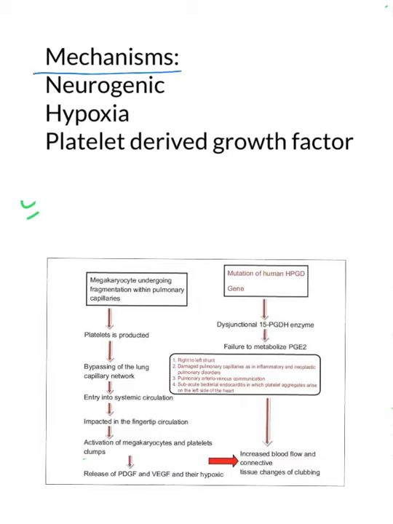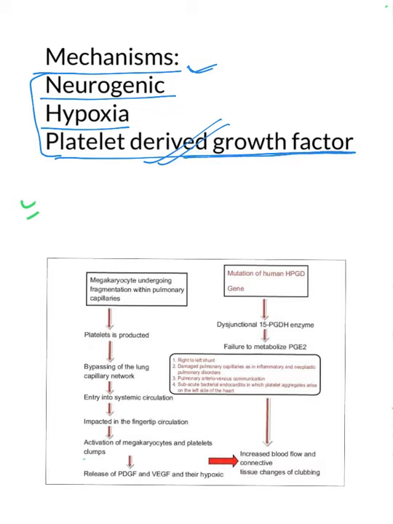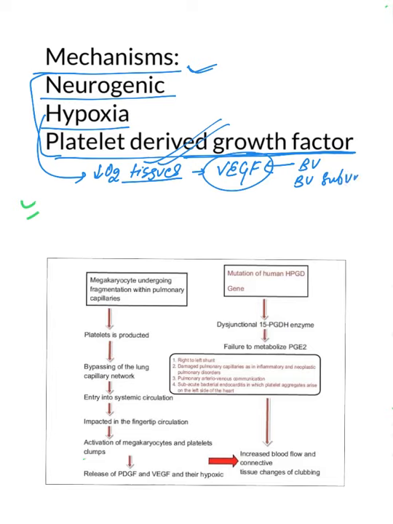What are the mechanisms by which clubbing occurs? There are the neurogenic, hypoxic and platelet derived growth factor theories. Out of the three, platelet derived growth factor is the most accepted theory that explains the occurrence of clubbing. Hypoxia is also an important mechanism. Hypoxia is basically a decrease in the oxygen content in the tissues. In response to hypoxia, tissues produce vascular endothelial growth factor, and this factor leads to proliferation and expansion of blood vessels in the subungual tissue, and this leads to clubbing.